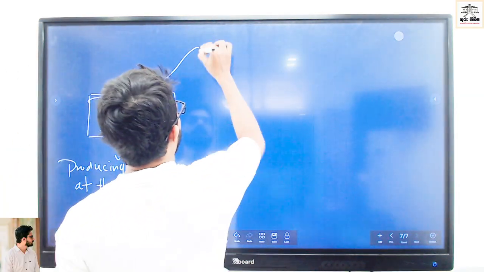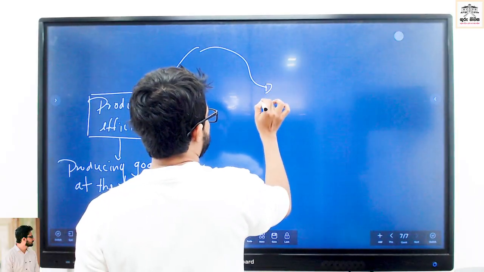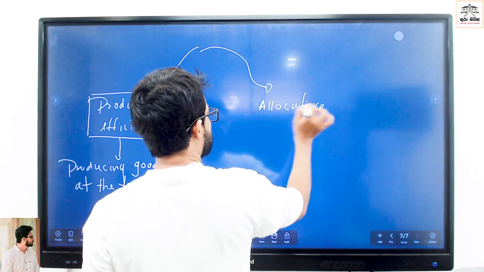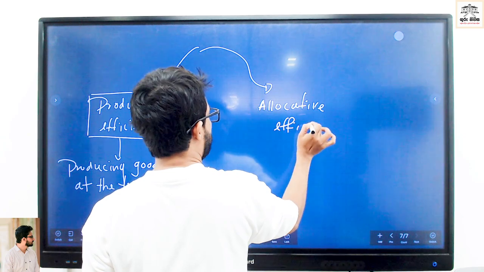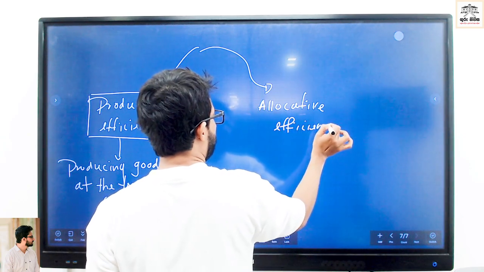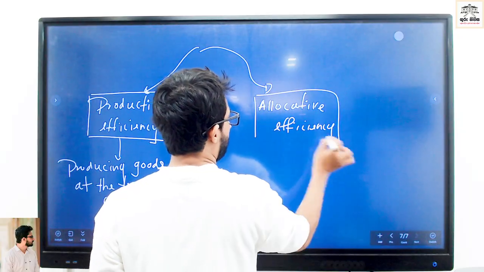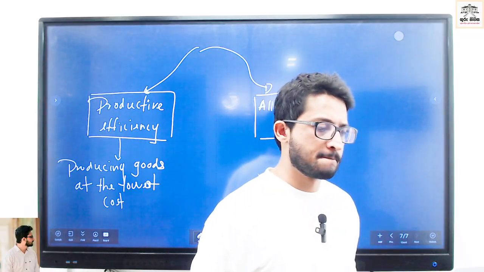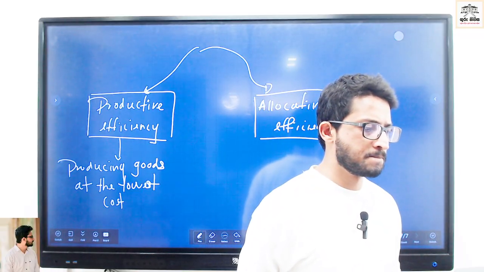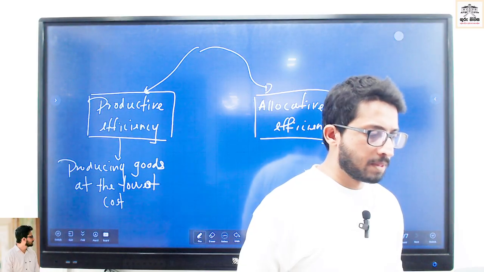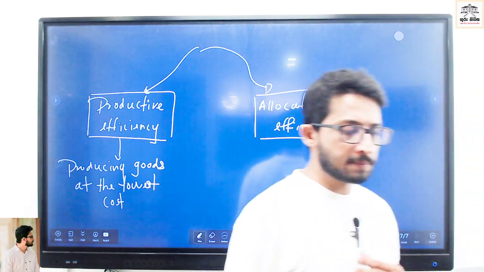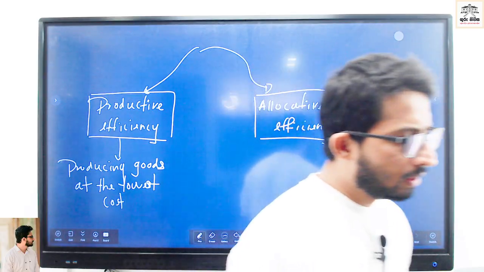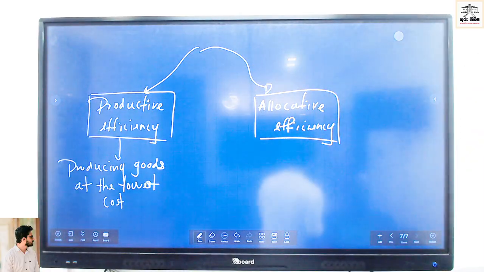What is meant by allocative efficiency? We've discussed this part in detail. Allocative efficiency. Yes, allocating resources. Okay. Allocating resources for what?